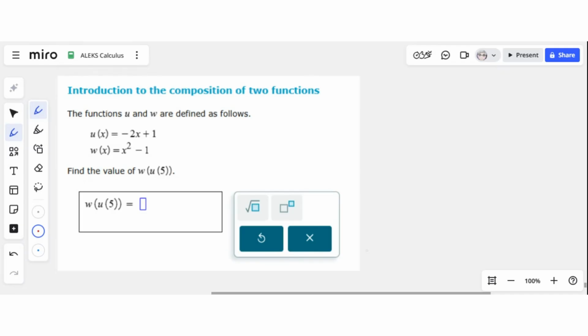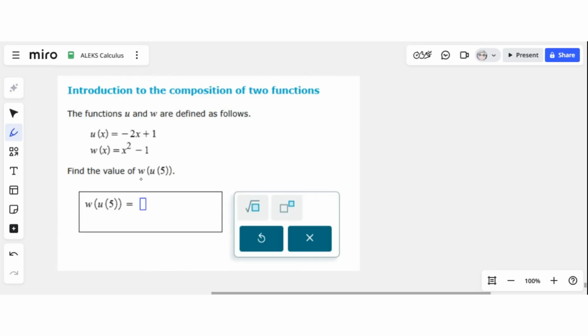You probably know how to find u of 5 or w of 5. You just plug a 5 in for x in that function. What we're going to do, though, to find w of u of 5 is plug u into w and then plug 5 into that. So let me show you how that works.